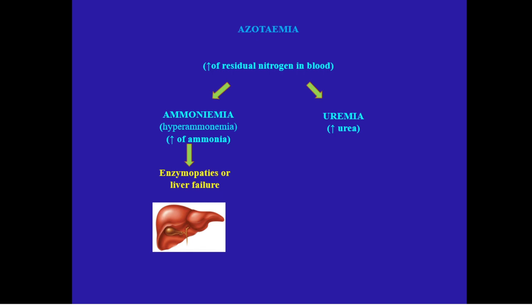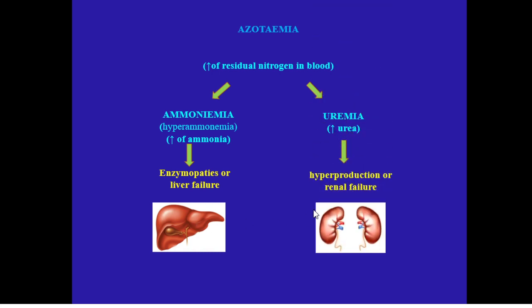In simple terms, ammoniemia can occur in case of enzymopathies of the ornithine cycle or liver failure, when the liver cannot synthesize urea from ammonia. Only the liver does this, so this is a liver problem. Uremia is more often due to hyperproduction of ammonia by peripheral cells, because the liver can increase its power to synthesize urea, but a more tragic situation is renal failure, because urea must be excreted by the kidney with urine.